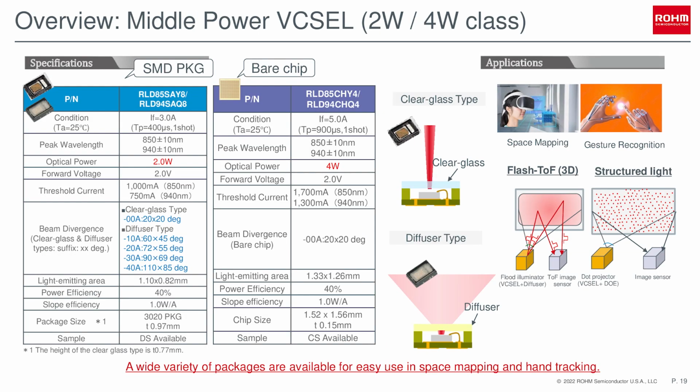Now let's take a look at middle power VCSELs. The RLD85SAY8 and 94SAYQ are 2 watt, 850 nanometer or 940 nanometer surface mount package type VCSELs. The RLD85CHY4 and 94CHQ4 are 4 watt bare chip type VCSELs with 850 and 940 nanometer peak wavelengths. The 2 watt SMD type is available in both clear glass and diffuser types. Target applications are space mapping and gesture recognition. Both can be used as a light source for flash TOF and structured light.